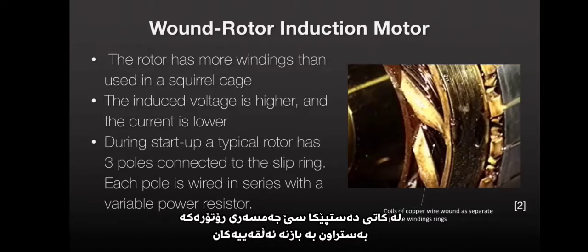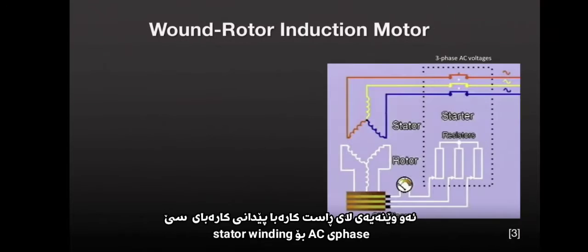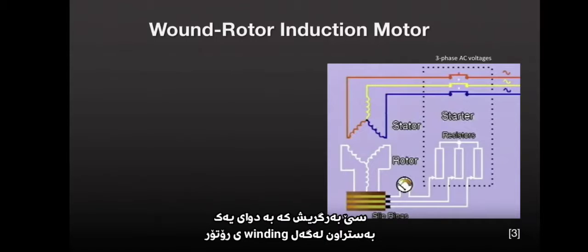During startup, a typical rotor has 3 poles connected to the slip ring. Each pole is wired in series with a variable power resistor. The schematic diagram on the right shows the 3-phase AC voltages powering the stator windings and 3 variable resistors in series with the rotor windings.